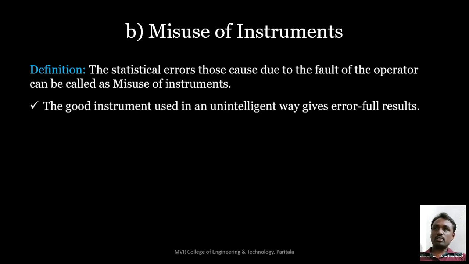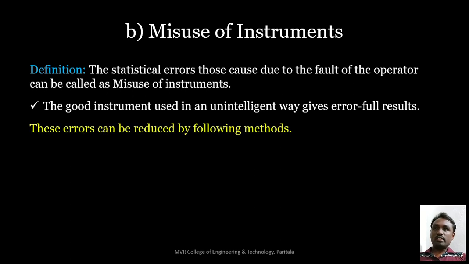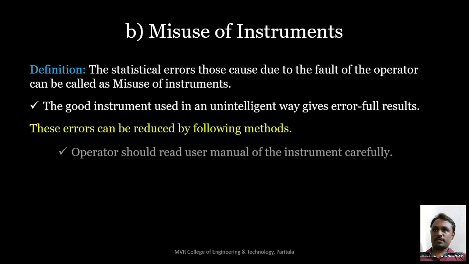Let us look. A good instrument used in an unintelligent way gives erroneous results. That means if you do not know about the instrument and you use it, it will definitely give erroneous results. The errors can be reduced by the following methods. The operator should read the user manual of the instrument carefully. Before going to the measurement, we need to read the user manual carefully so that we know the procedure for making the measurement, so that we can get accurate results.